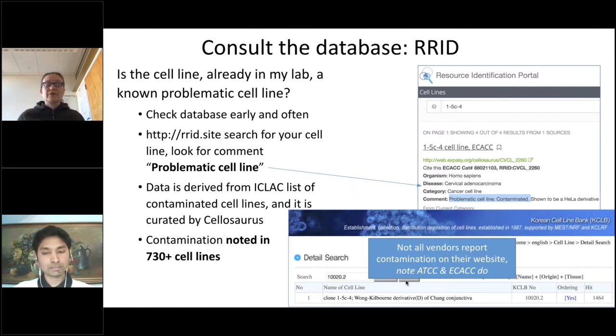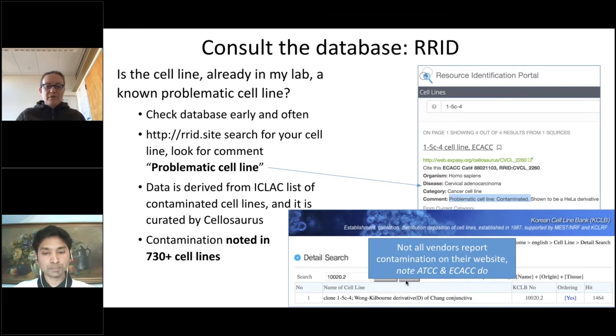is one of the founders of ICLAC, so those warnings and messages are all over their website, but we have definitely found some cell banks that do not know that a cell line might be contaminated. So beware is all I'm going to say.